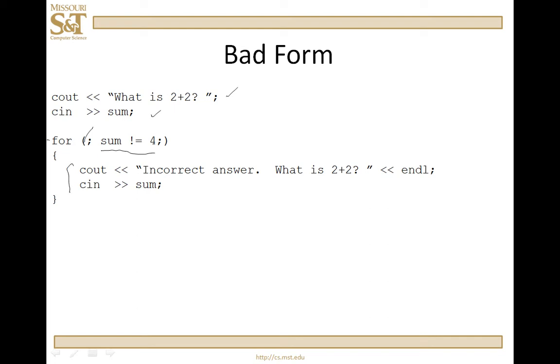We get incorrect answer, what is 2 plus 2, so we're prompting and reading in again, and then expression 3 is going to be checked. Well, again, there is no expression 3. That's the update of the loop control variable. Actually, that happened right here, right? That's the update.